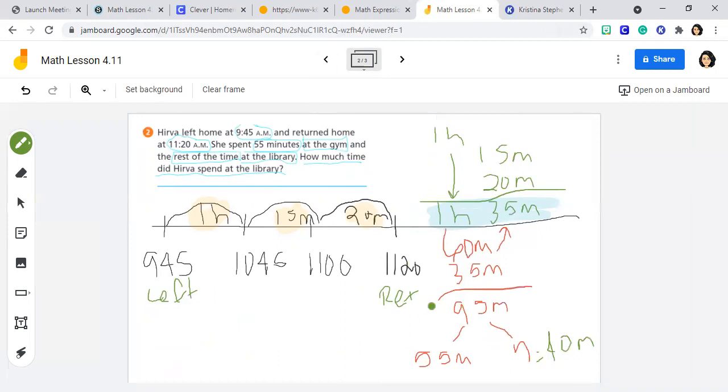And that's why I converted my hour into minutes right here, because I wanted to be able to think in terms of minutes. I converted that because when I pulled it apart, I didn't have to think about the hours, I had to think about the minutes. A lot of times that's the best way for me to figure it out.